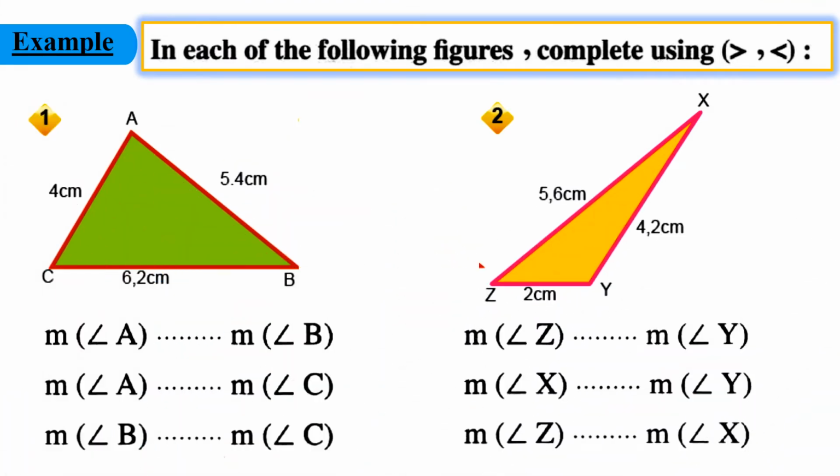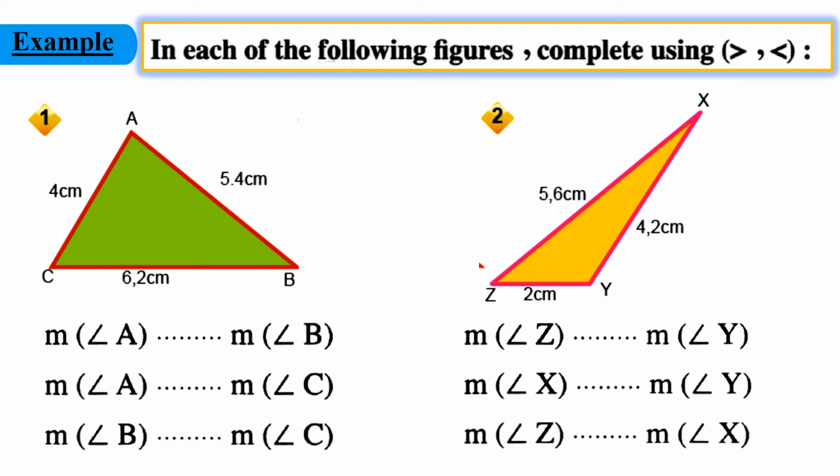For an example, in the opposite figure, complete by using greater than or smaller than. Look at the measure of angle A and the measure of angle B. Measure of angle A, what about the opposite side? It's BC, and its length is 6.2. And what about the measure of angle B? The opposite side is AC. So the measure of angle A is greater than the measure of angle B because angle A is opposite to the side BC, which is equal to 6.2, and angle B is opposite to AC, which is equal to 4 centimeters.